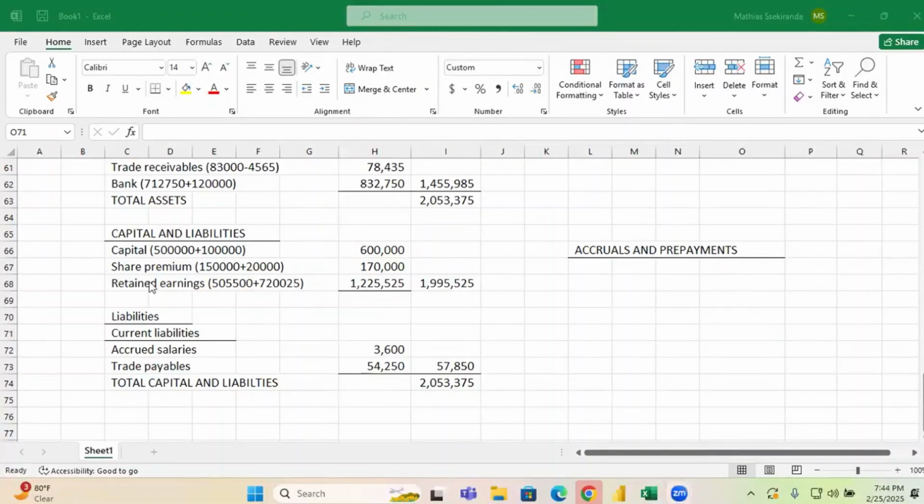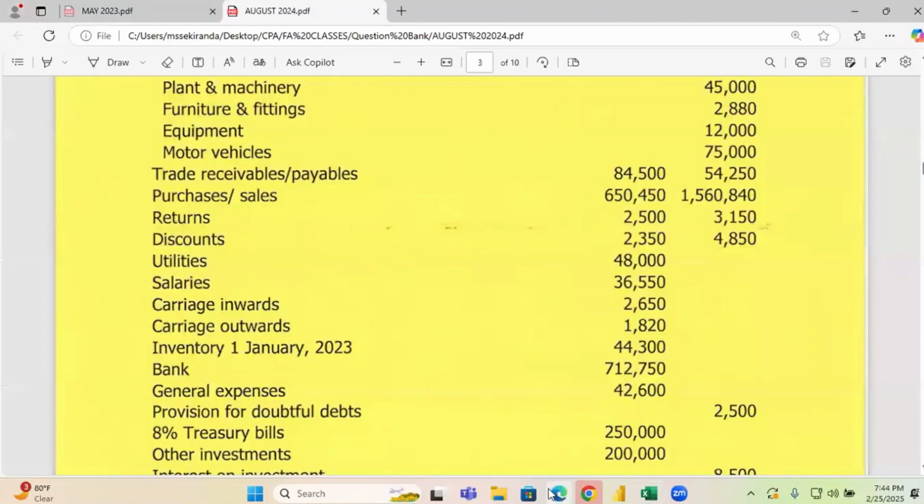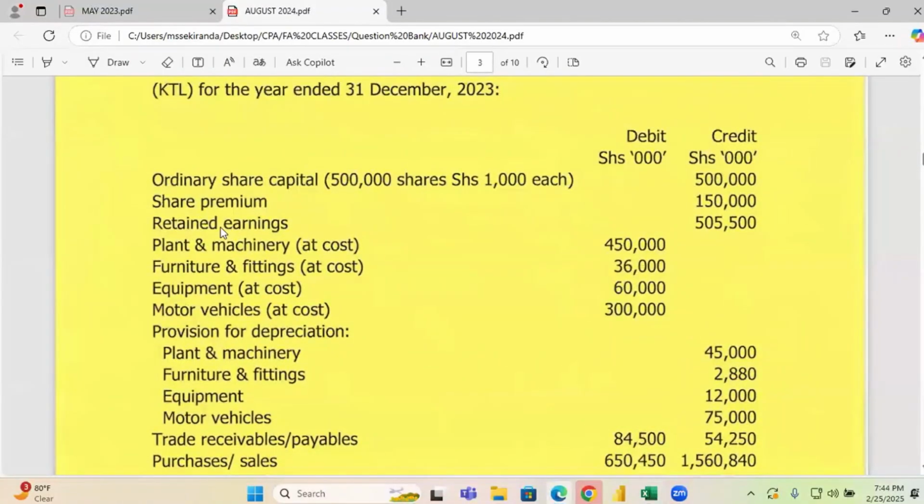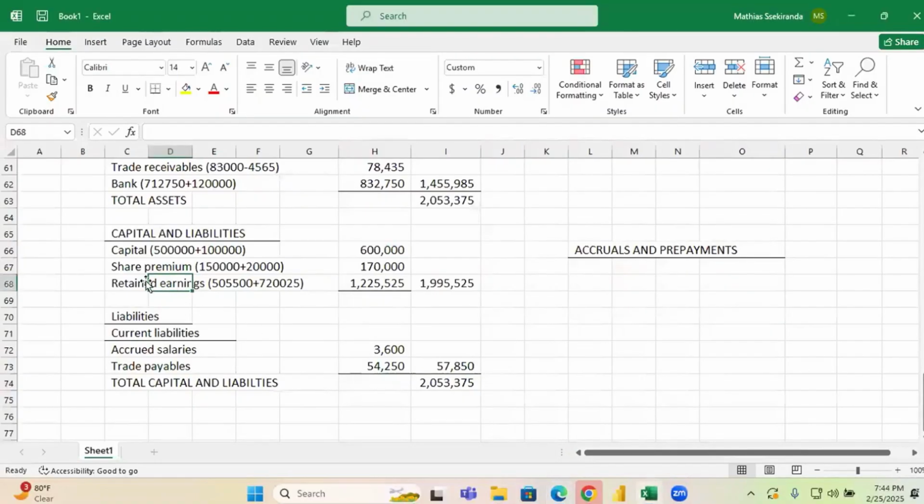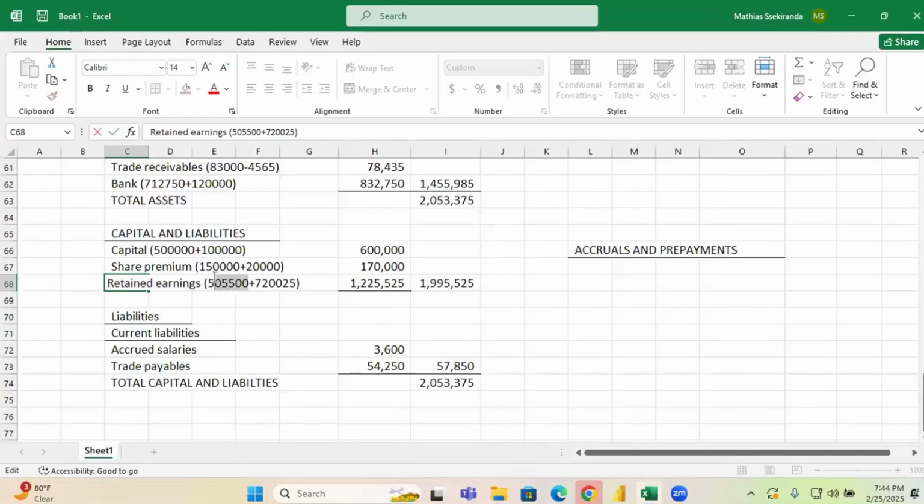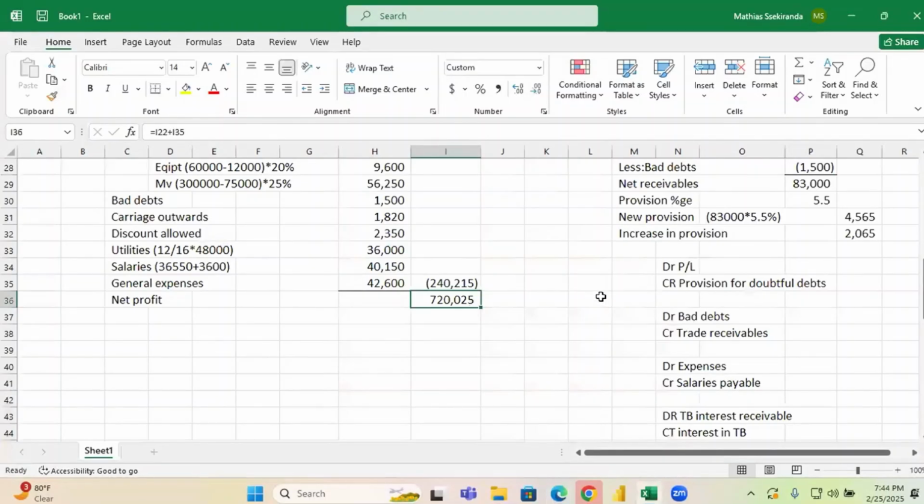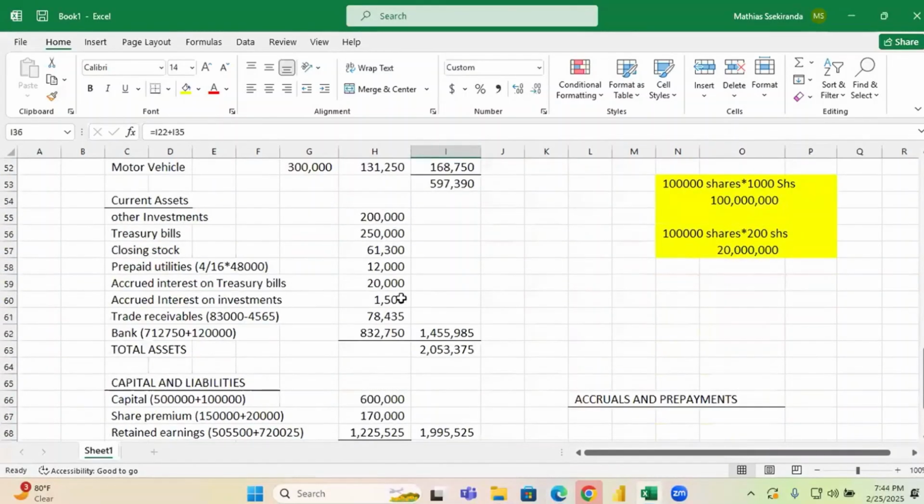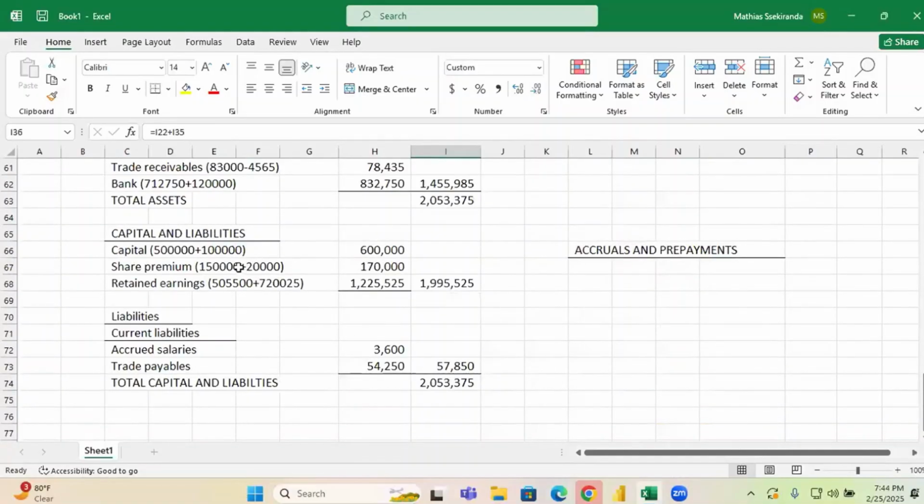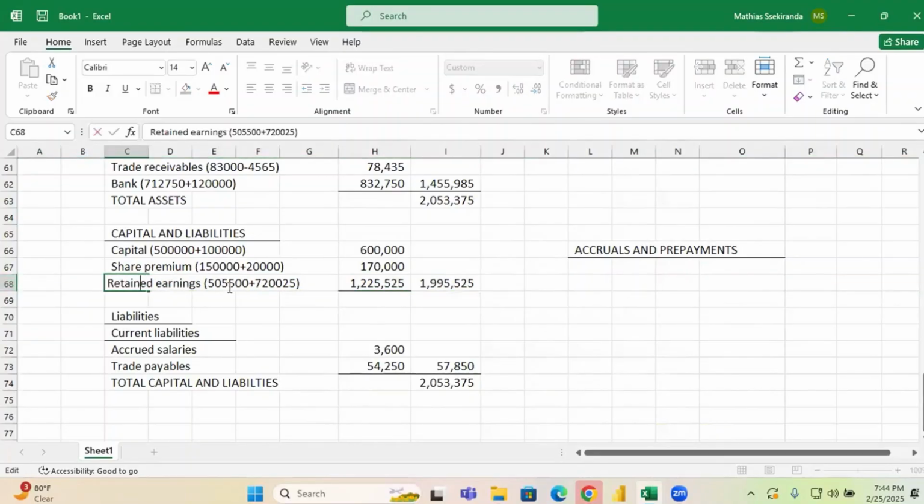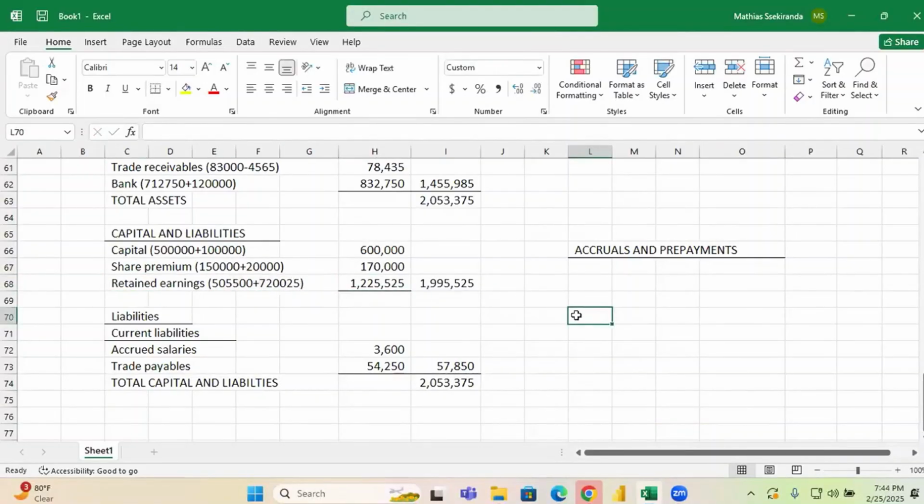Retained earnings, where are you lost from? We got the figure that was given in the trial balance, retained earnings 505,500. On this figure, we add on the net profit for the year. If it's a loss, we deduct that loss from the retained earnings figure given. But since it was a profit, you get the retained earnings that was given, you add on the net profit for the year.